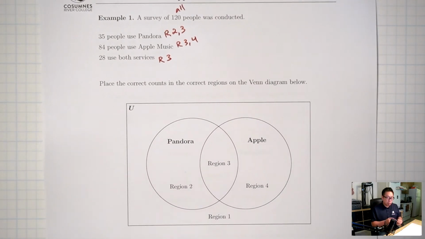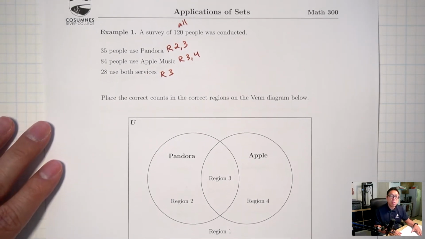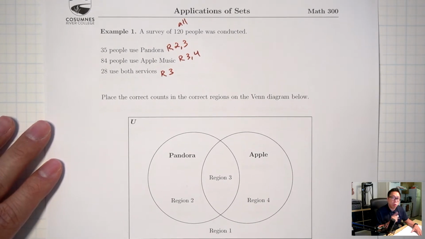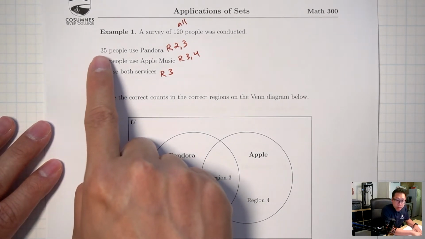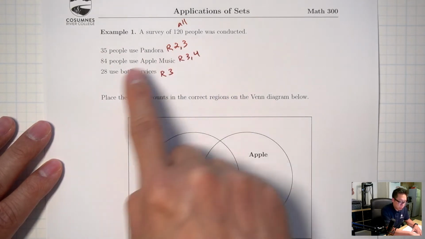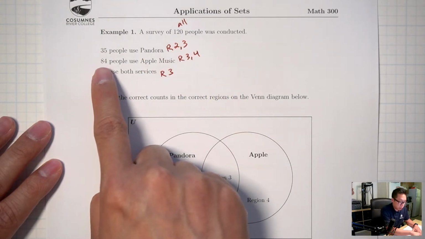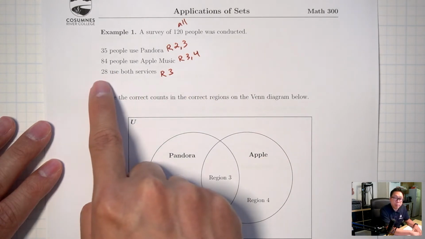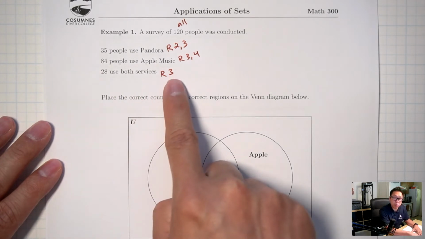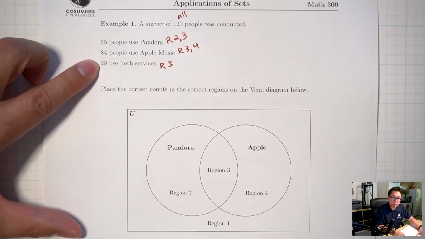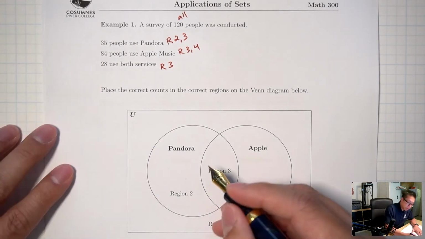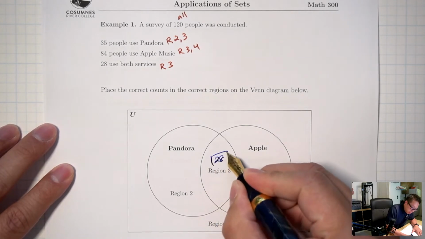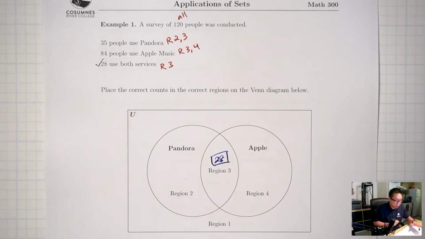And now we can start putting numbers inside each of these regions. My recommendation is to start with the clue that represents just one region. I'm not going to start with 35 because 35 is represented by 2 regions. I'm not going to do 84 first either because 84 is represented by regions 3 and 4, so that's 2 regions. I will start with 28 because 28 is represented by just a single region, region 3. So what this clue tells me is that region 3 should be 28. So I'll put 28 in region 3. Okay, so we check that off.